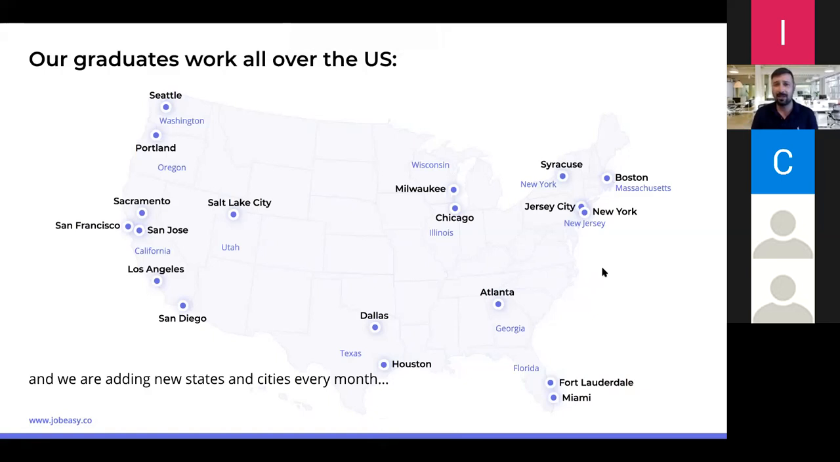Now, regarding the US, regarding the geography, guys, we have people working already in 12 states, okay? We have people working in Seattle, Washington, in Portland, Oregon, in Sacramento, in San Francisco, in San Jose, in LA, in San Diego, in Salt Lake City, in Dallas, in Houston, in Atlanta, Georgia, in Florida, in Miami, Fort Lauderdale, in New York, in New Jersey, in Boston, in Syracuse, in Milwaukee, Wisconsin, so in Salt Lake City, Utah. So guys, it's everywhere, okay?